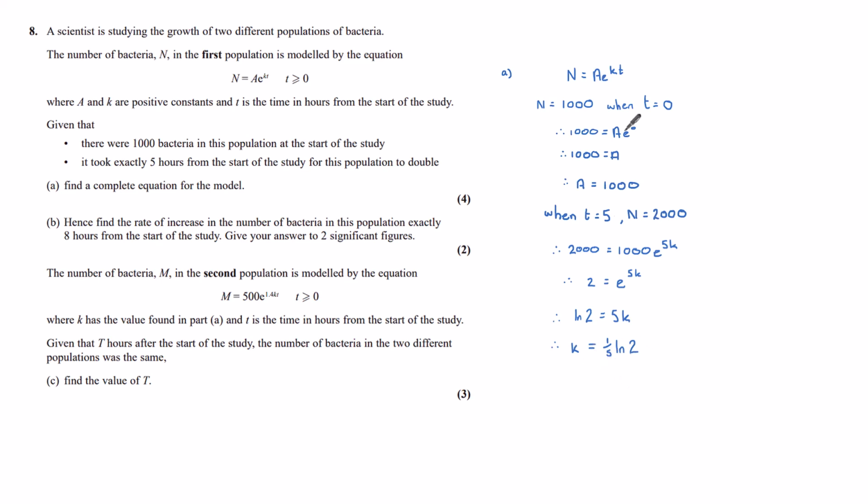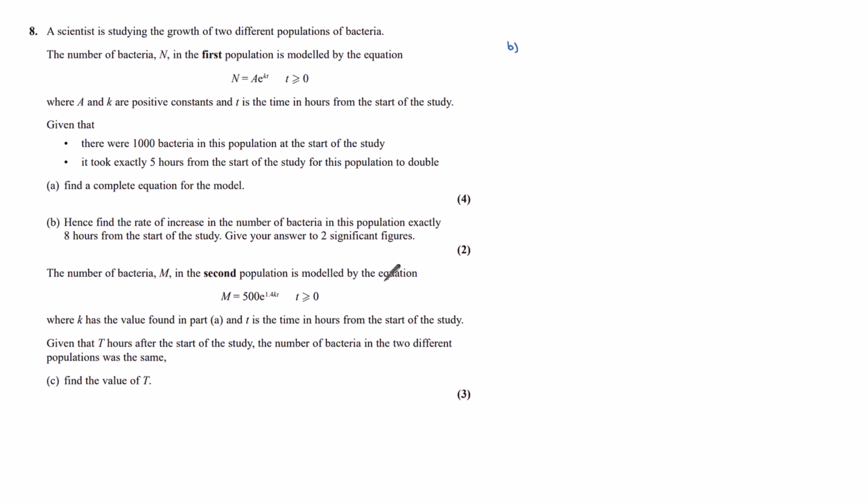Now I have a value for k, and I have a value for a. I can write my equation for n. N = 1,000e^(1/5 ln 2 × t). Part B. Hence find the rate of increase in the number of bacteria in this population exactly 8 hours from the start of the study. Give your answer to two significant figures.